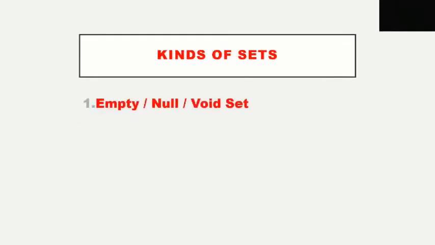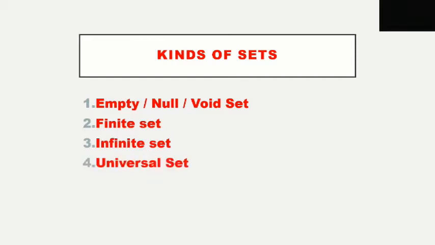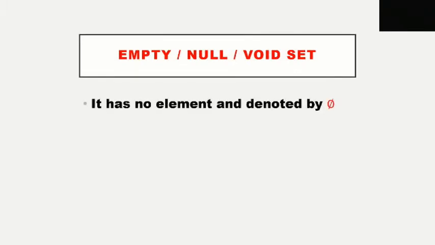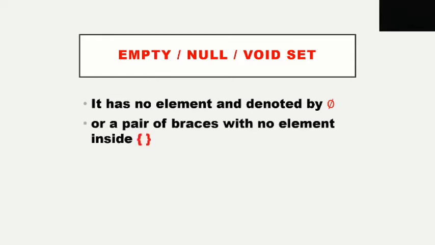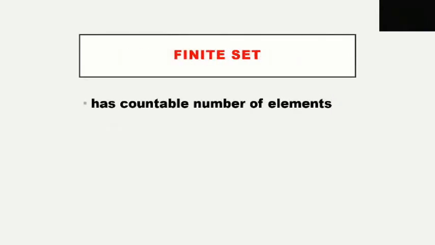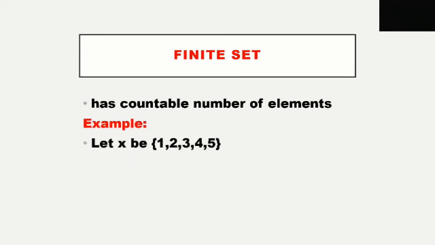The kinds of sets: number 1, we have the empty or null, or what we call the void set. Number 2 is the finite set, infinite set, and lastly, the universal set. The empty, null, or void set has no element and is denoted by this symbol, or a pair of braces with no element inside. The finite set has a countable number of elements. Example, let x be 1, 2, 3, 4, 5. That's the end of it.